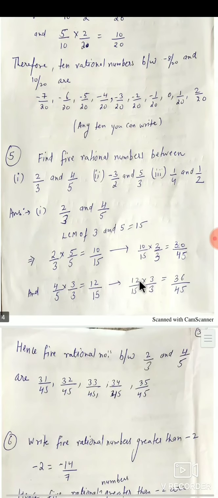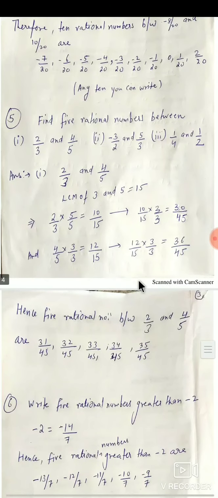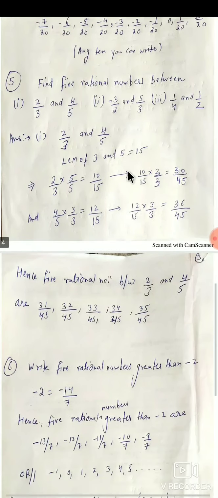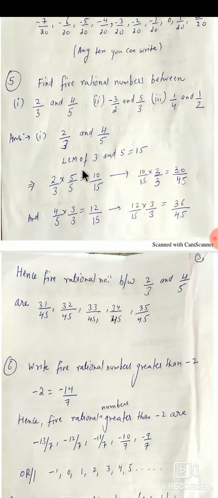Now question number 5. The first part is the same as the fourth question, so I'm just doing the repetition. There are 3 parts in this question. It has to be done in the same way as we did in question number 4. Here I'm going to show you the solution of the first one only. The second and third are your homework, and you have to complete them on your own. You can consider this as an assignment. Clear? So 2 by 3 and 4 by 5.